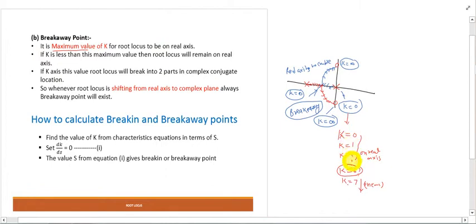See here, when the value of k is less than 6, then the root locus is on the real axis. But if the value of k is greater than 6, then the root locus goes into the complex plane. Now this point is important for us. Shifting from the real axis to the complex plane is known as the breakaway point.